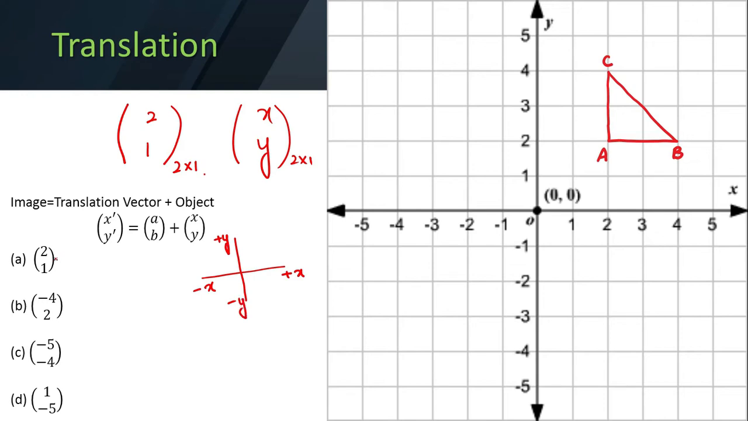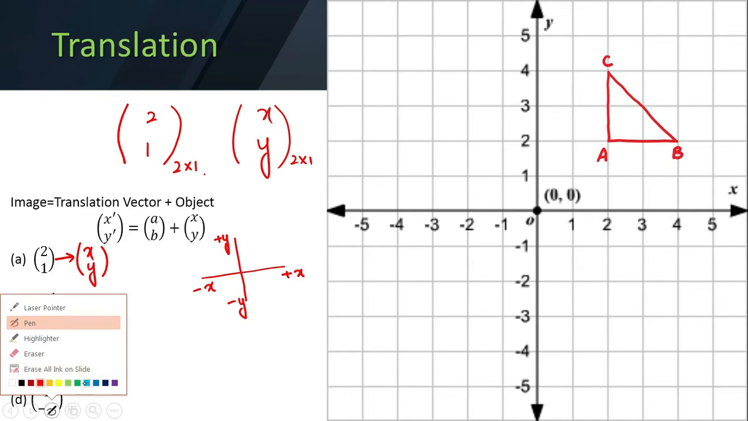So in the column vector, when the value is given as x, y, this is positive x and positive y. Positive x means right hand side, positive y means above. So when we have positive 2, we will move 2 points to the right hand side, and the positive y value is 1, so we will move 1 point above. Now see how we will move this object.